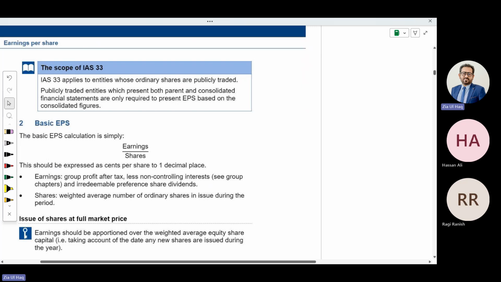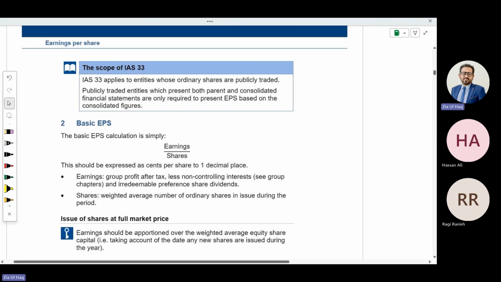There are two types of EPS. One is called basic EPS, other is called diluted EPS. First, we will discuss basic EPS. So basic EPS formula is earning divided by weighted average number of shares. What is meant by earning? Profit after tax.